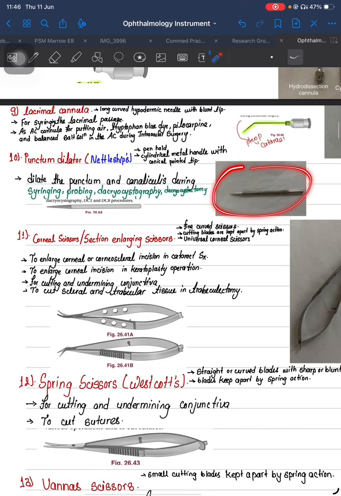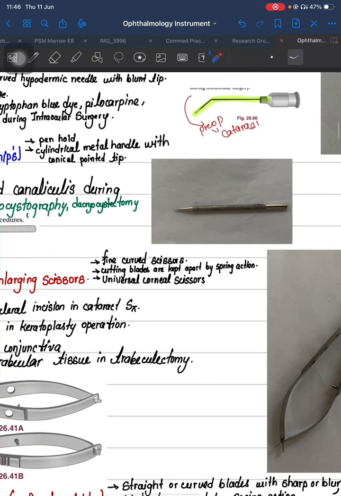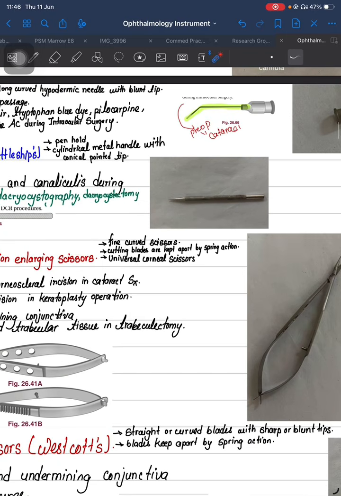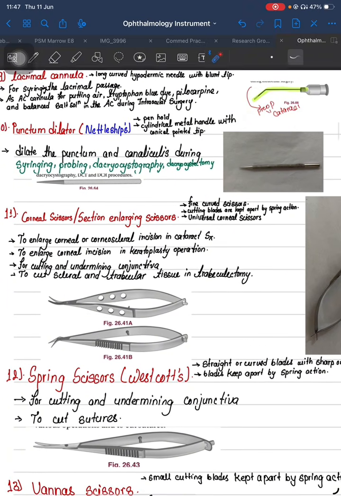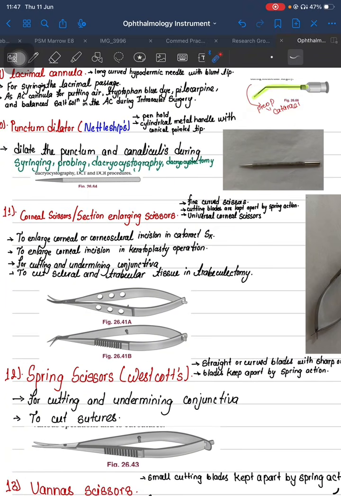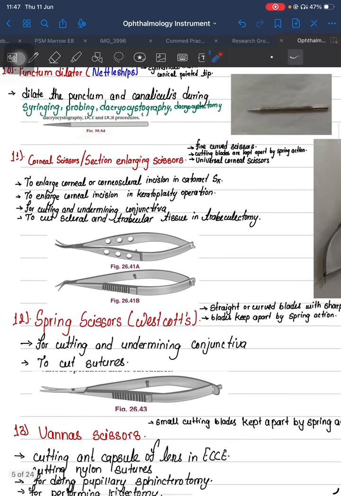Then this one is the punctum dilator. As you can see, there is a pointed end on one side, and we should hold it in a pen holding position. This is a cylindrical metallic handle with a conical pointed tip on one side, and it is also known as the needle ship. What is it used for? It is used to dilate the puncta and canaliculi during syringing, probing, dacryocystography, and dacryocystectomy. This is the picture of the punctum dilator.